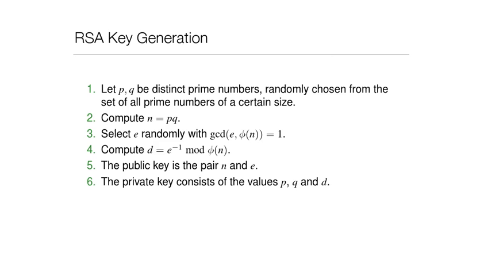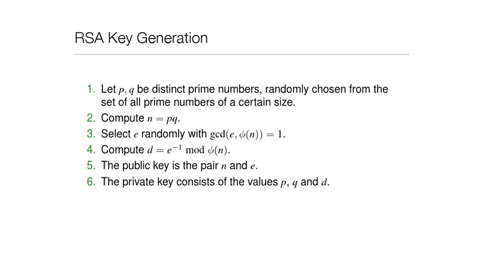And once we have computed the thing at number 4, the public key is the pair N and E. So e is a parameter in the public key, and N is a parameter in the public key. The private key consists of P, Q, and D. These three values, P, Q, and D. See here, N equals P times Q, but we keep N as a public key, and we keep P and Q as secret keys.